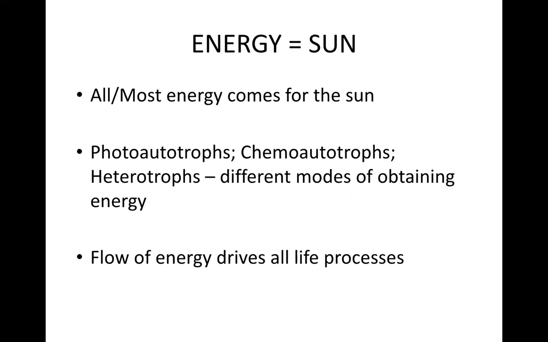For the most part, energy that living organisms obtain comes directly or indirectly from the sun. So most energy comes from the sun. Organisms differ in the modes in which they obtain energy. We have autotrophs and heterotrophs. Autotrophs are able to harness and store energy in food to make their own food. Heterotrophs need to consume other organisms to obtain energy, to obtain food. So autotrophs make their own food, heterotrophs need to consume other organisms.